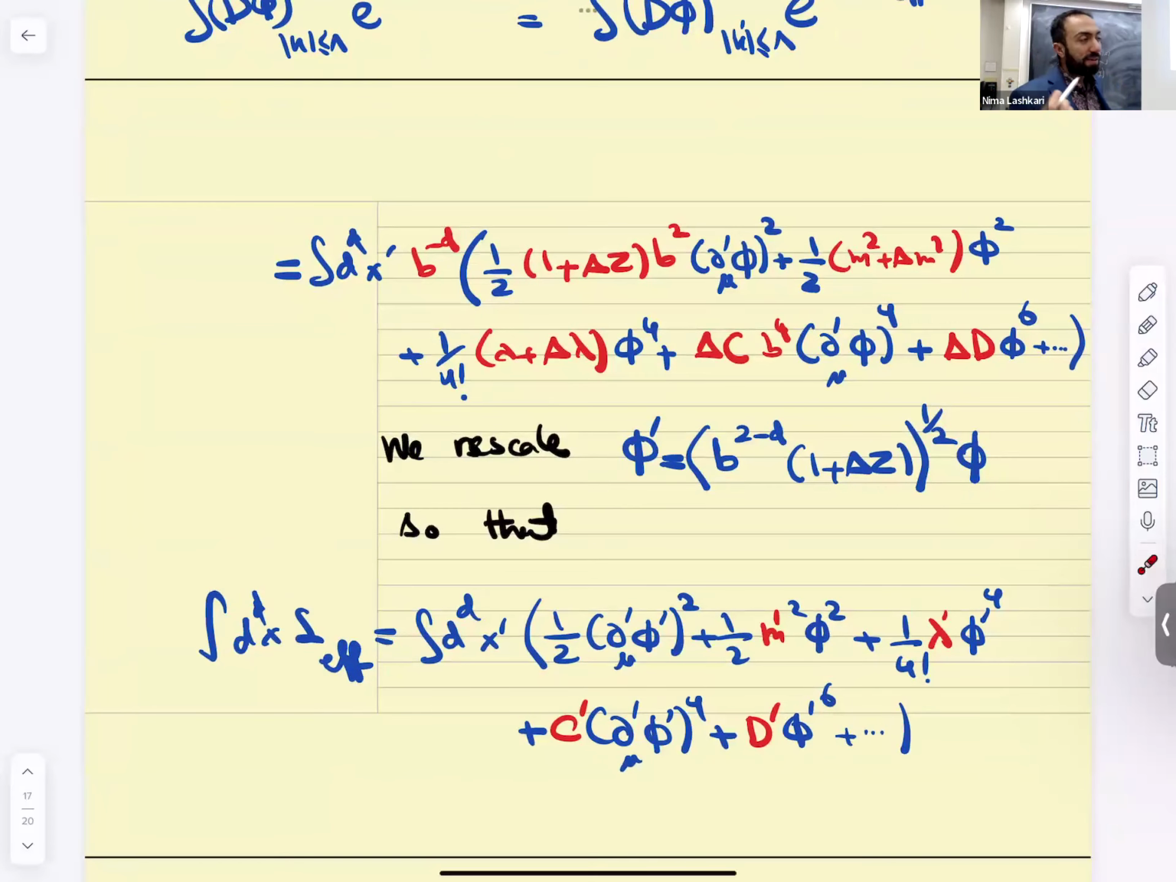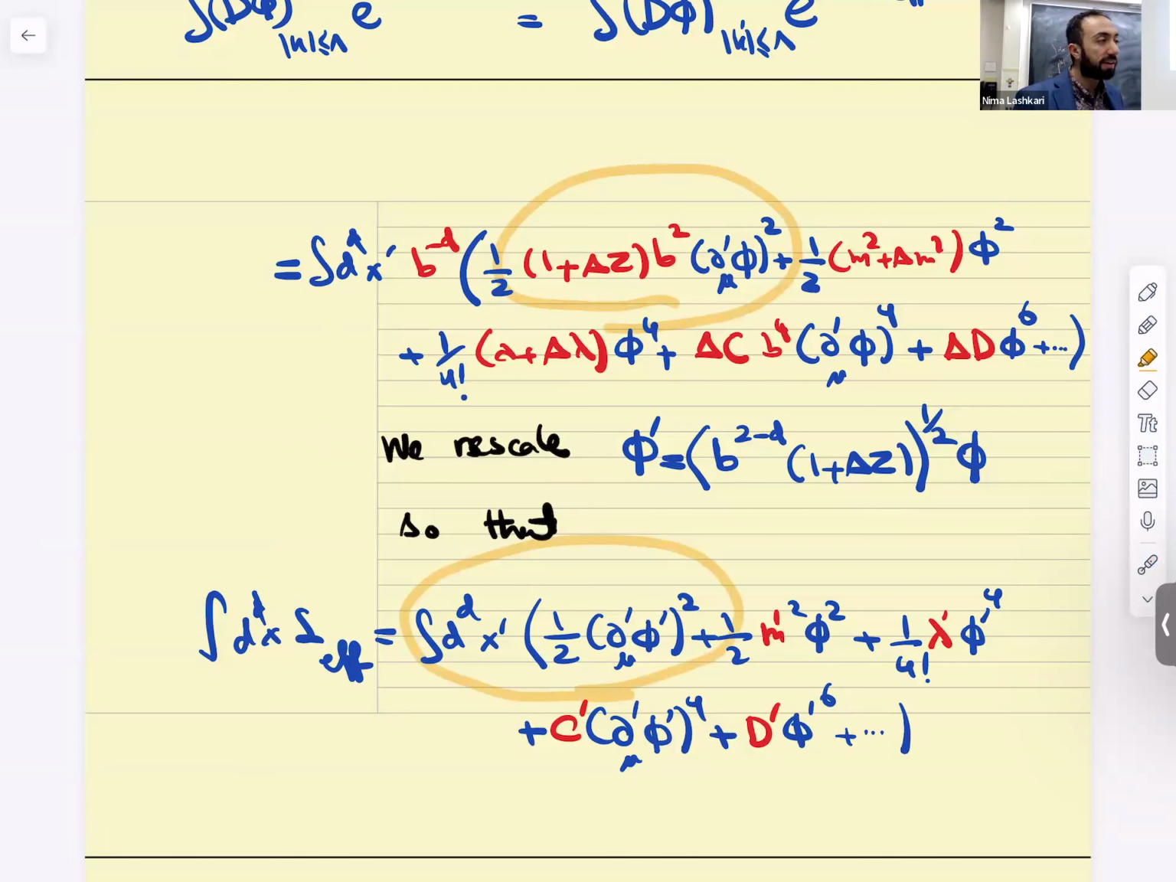Now we observe something funny. Well, it's not funny, you could have guessed it before. If you redefine your fields this way, from the kinetic term, so you define a phi prime, this could be eaten in here, and at least this kinetic term comes back to what it looked like. But now all the other terms are going to change. They're all going to look like new couplings.